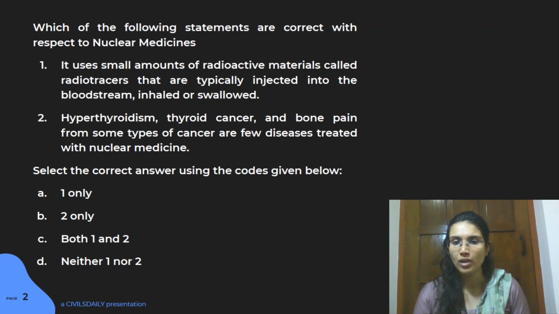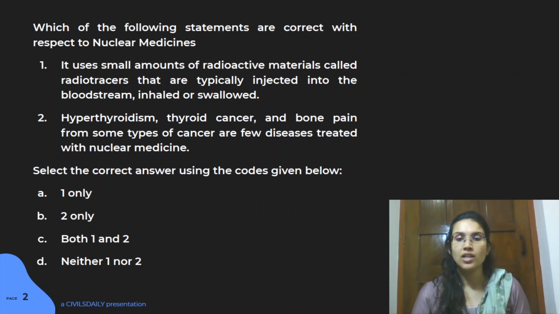It's basically about nuclear medicine. The first statement here is that it uses some amount of radioactive material called radio tracers that are typically injected into the bloodstream, inhaled or swallowed. The second statement is that hyperthyroidism, thyroid cancer and bone pain from some type of cancer are a few diseases which are treated with nuclear medicine, and you have to identify the correct answer.